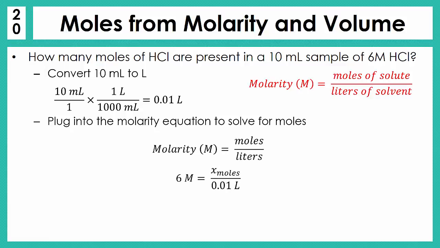So I have 6 molar is equal to X moles divided by 0.01 liters. So I multiply both sides by the denominator, so it cancels out, and that leaves me with X is equal to 0.06 moles of hydrochloric acid.